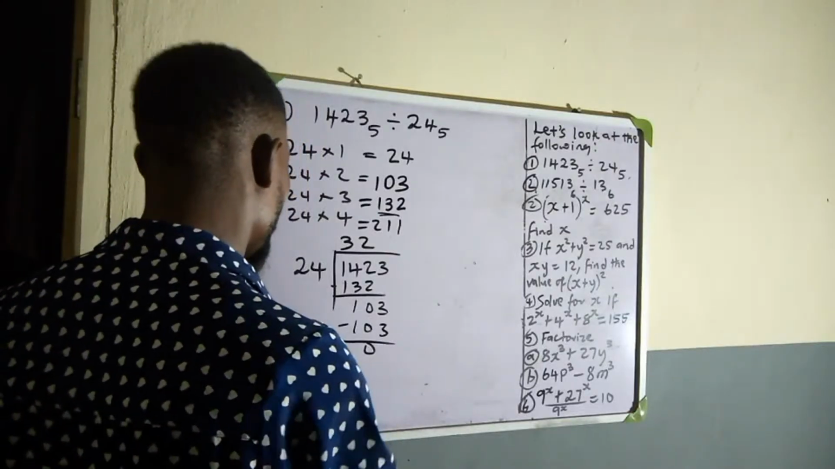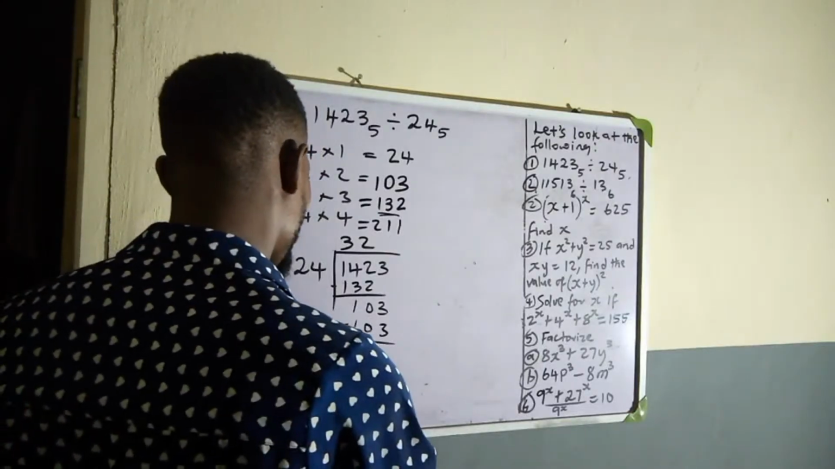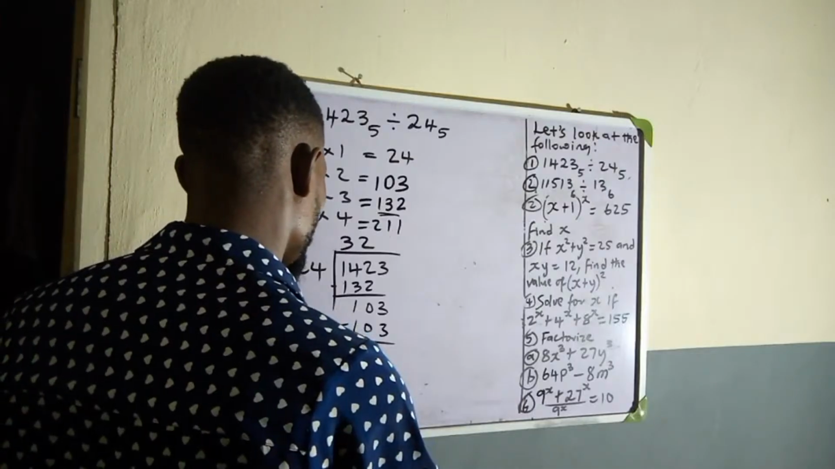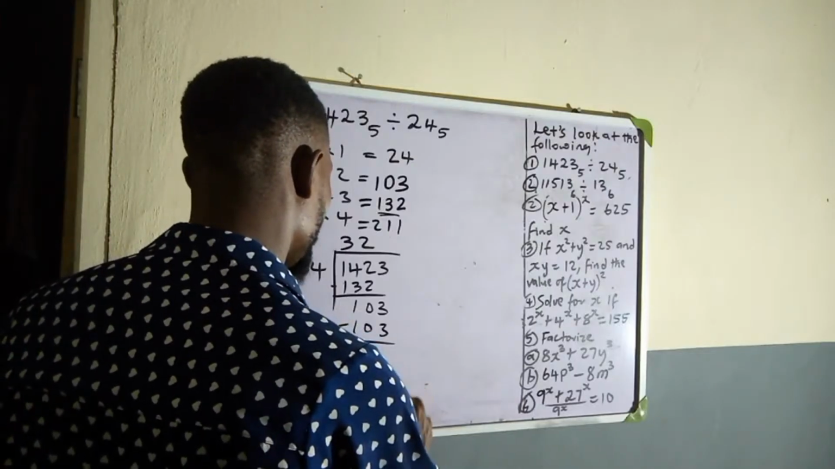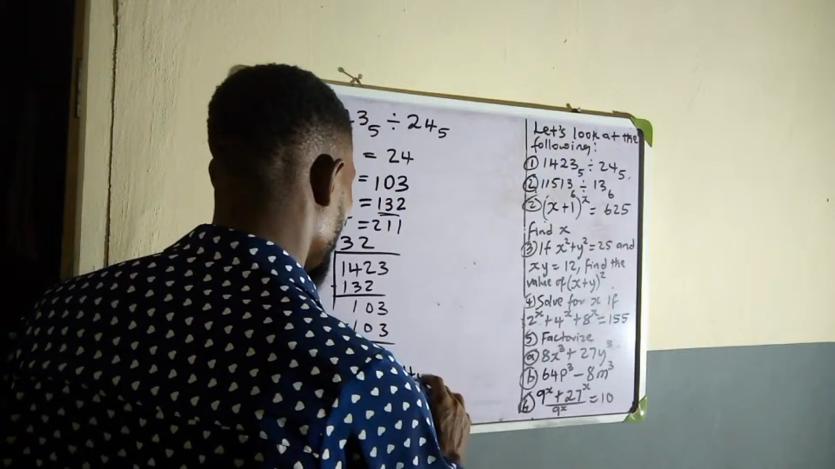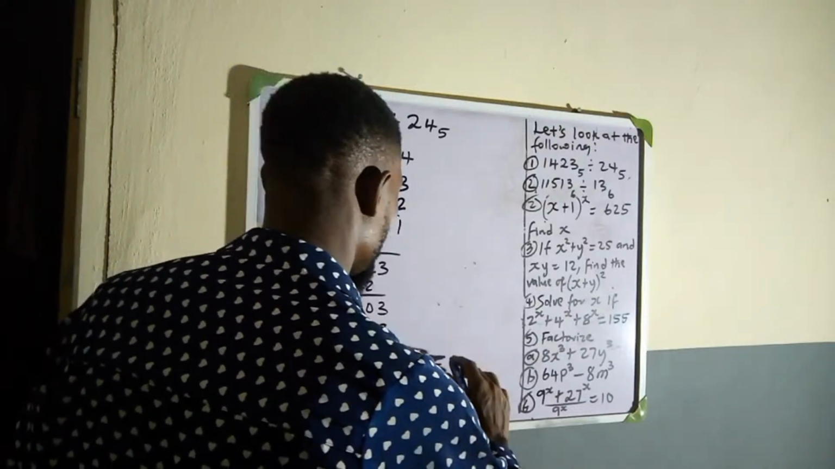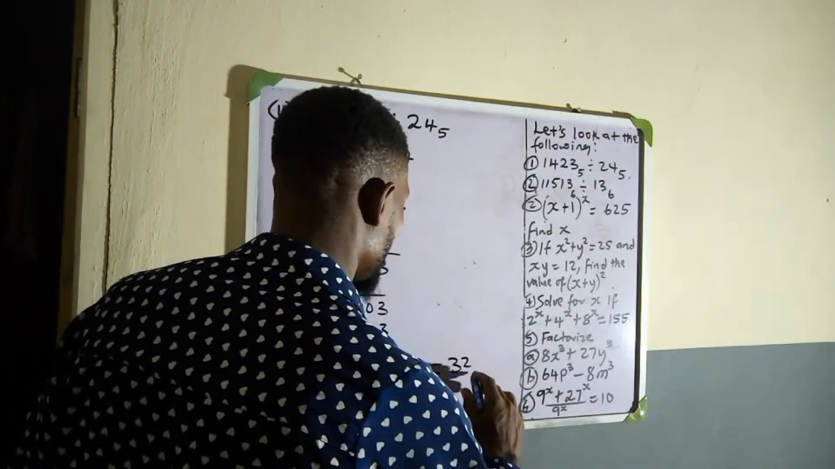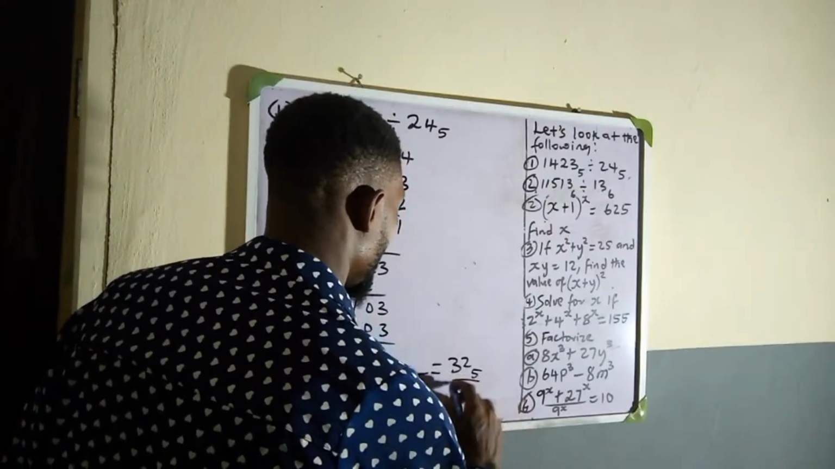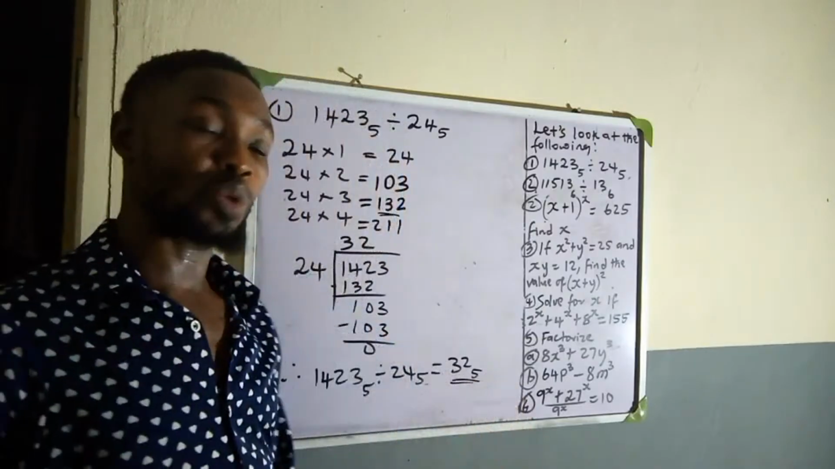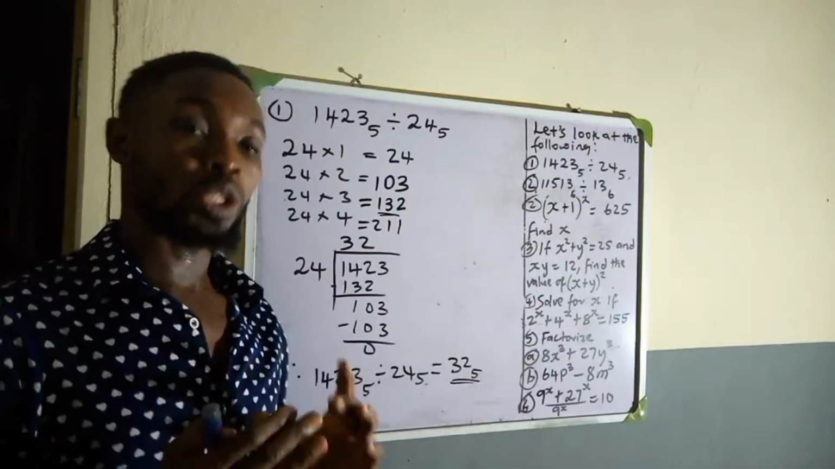What does it mean therefore? It means that 1423 in base 5, when divided by 24 in base 5, is equal to 32, also in base 5. I believe that is well understood. I believe you got it very well.